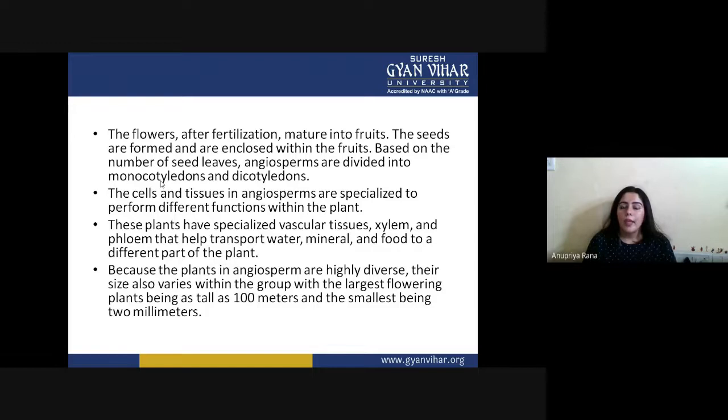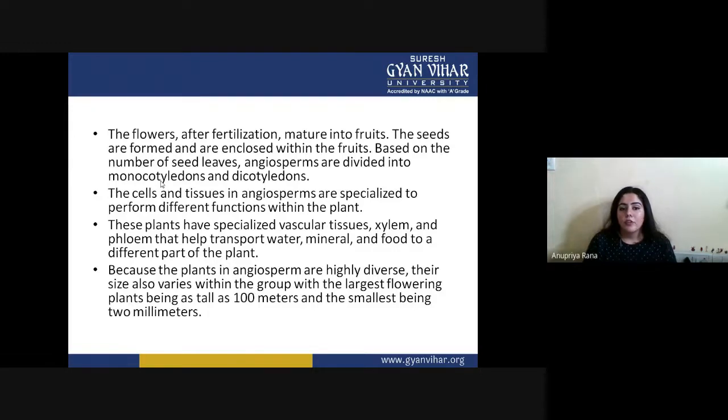Now, if we want to further divide these angiospermic plants, the major classification is based on the cotyledon number in the seed. If a seed has one cotyledon, the plant is known as a monocotyledon. If the seed has two cotyledons inside, the plant is known as a dicotyledon. So basically, based on the number of seed leaves present, we call them monocotyledon and dicotyledon.